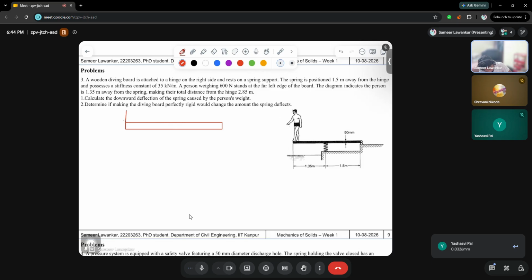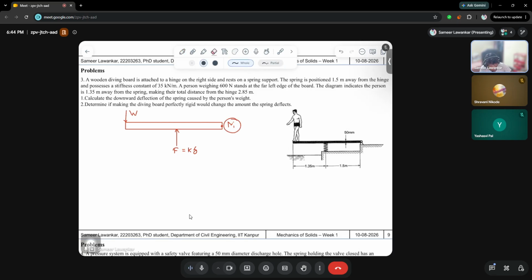Yeah, correct. So simple question. The weight is being exerted here. If the weight is being exerted here, then the spring will be compressed, and if the spring is compressed, it will exert an upward force. So you just need to calculate the force, which is F, equal to K times delta. And this is the hinge up here. So let us calculate the moment about this.